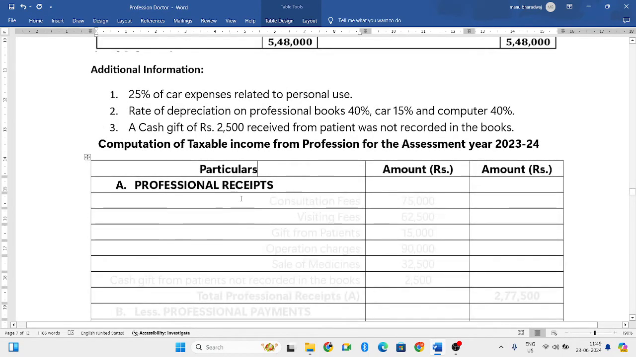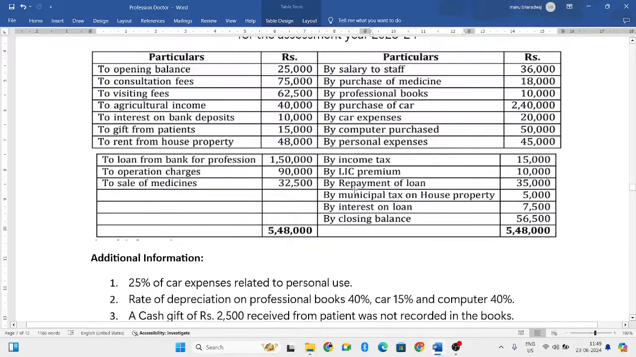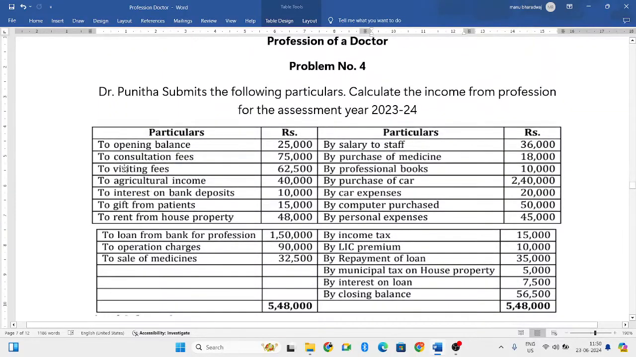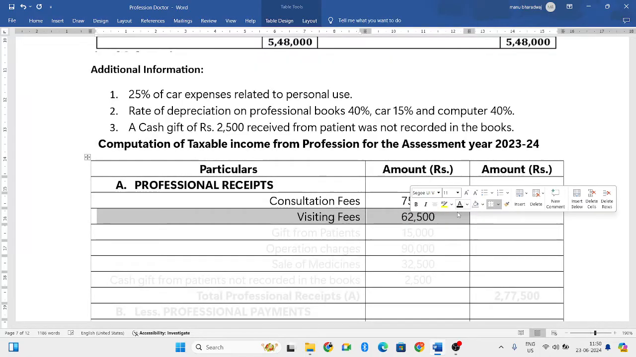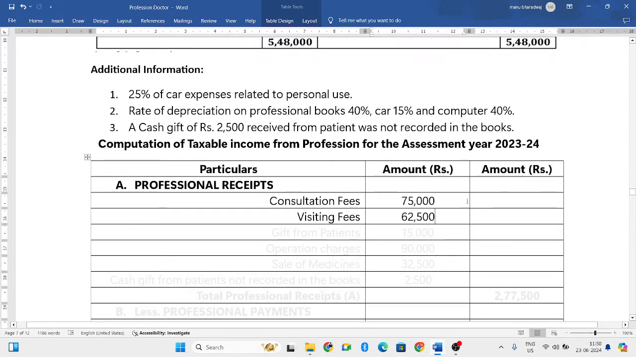Consultation fee is a professional receipt. It is 75,000. So write it in the inner column, 75,000. Next, you have visiting fees 62,500. Visiting fees is also a professional receipt, so I am writing it in the inner column.